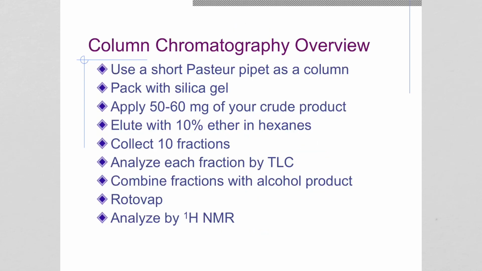So here's a brief overview of what we're going to be doing. You're going to use a short Pasteur pipette as a column. You're going to pack it with silica gel, apply 50 to 60 milligrams of your crude product, and elute it with the same solvent as for TLC, the 10% ether in hexanes, and collect 10 fractions. Then you will analyze each fraction by TLC, combine the fractions with the alcohol product, rotovap those, and analyze them by NMR. I'm going to have a separate video that discusses the process of doing all that.